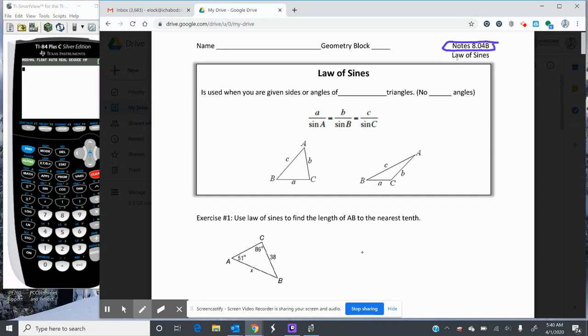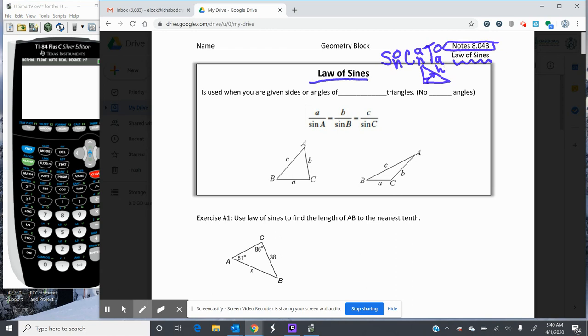Today we're going to be looking at what's called the law of sines. Now, the law of sines is different than SOHCAHTOA. Remember, SOHCAHTOA is reserved for right triangles because the hypotenuse is always opposite your right angle. Here, we're going to have the law of sines today.